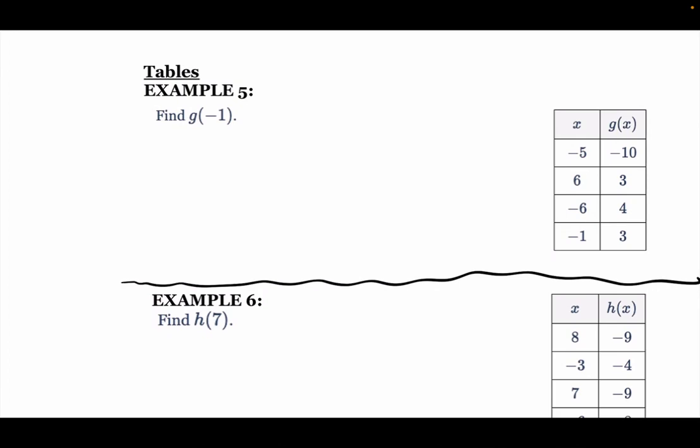Okay, so -1. Is that x or y? Because it's inside the parentheses, it's going to be x. Okay? So we know x is -1. What is y? So how do we use the table? We'll go to the table and find where x is -1. What goes with it? 3. That's the answer. 3. Done. Okay?